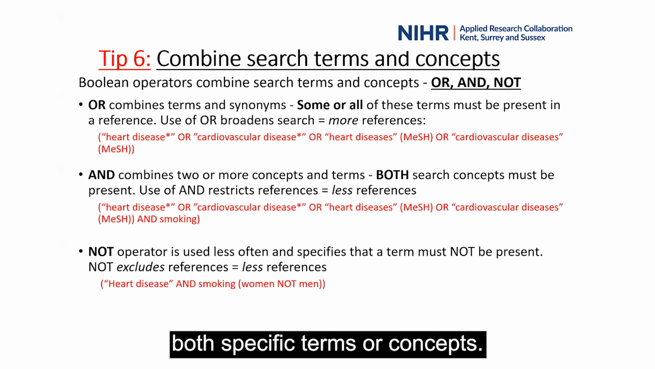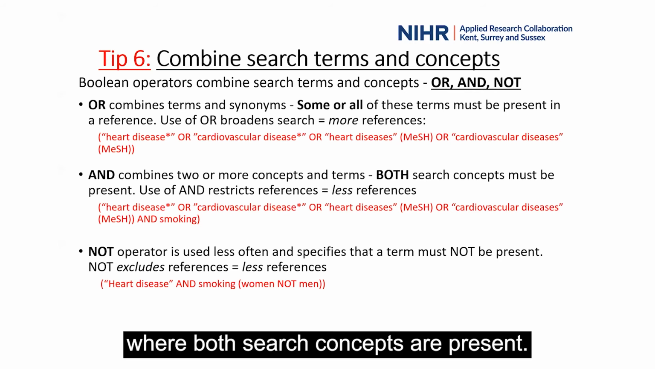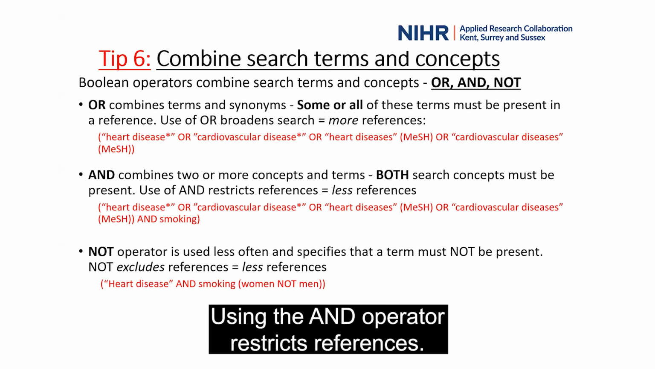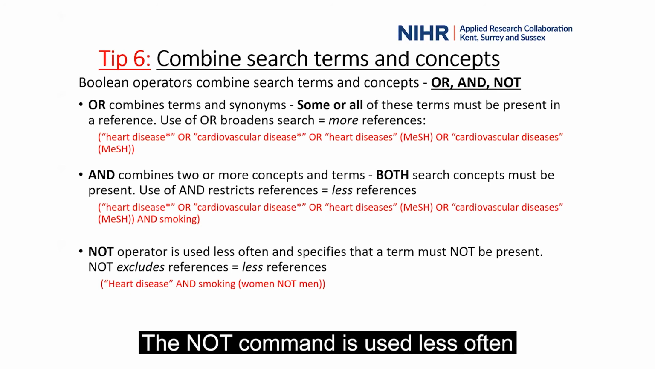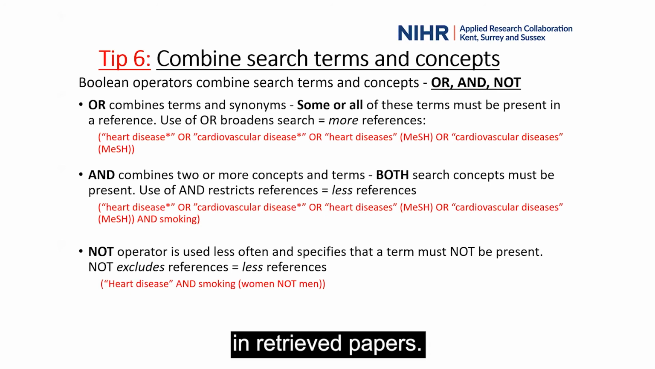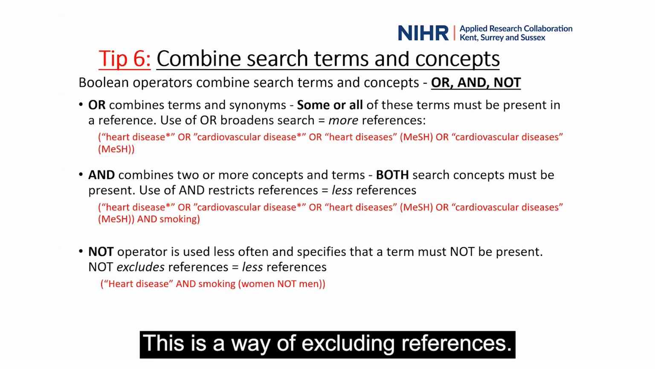The AND command is used to limit your search to only those references containing both specific terms or concepts. This will retrieve references where both search concepts are present. Heart disease synonyms and smoking is a good example. Using the AND operator restricts references. The NOT command is used less often and specifies that a term must not be present in retrieved papers. It is a way of excluding references.